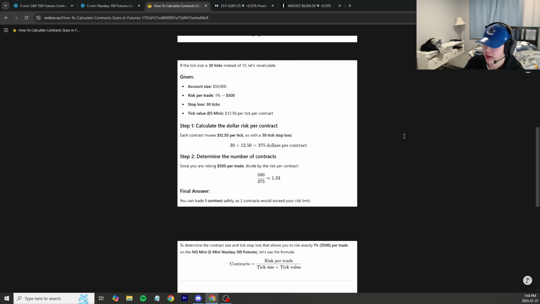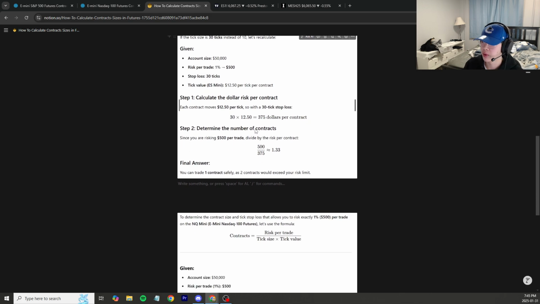All right, so let's just recalculate it. Each contract moves $12.50, like I said, per tick. So with a 30 tick stop loss, you're just multiplying it. 30 times 12.50 equals $375 per contract. Now determine the number of contracts, right?